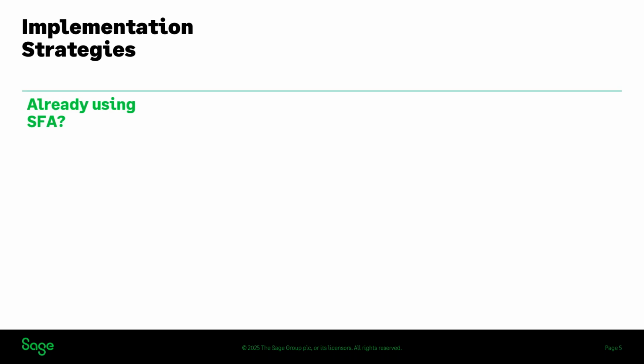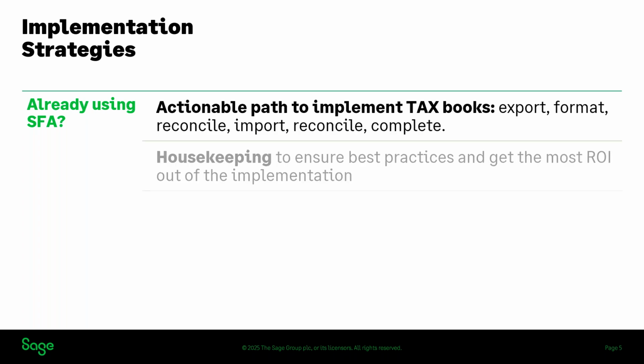Implementation strategies. First, are you using Sage Fixed Assets already? And if you are, if you haven't implemented the tax books, these are some things to consider. First, before you even get started, you should make an actionable plan and path to implement the tax books. You want to know, what does that look like? Where is the data coming from? Is it coming from an outsourcer? Is it coming from internal department heads? Is it coming from spreadsheets? What do those spreadsheets look like?